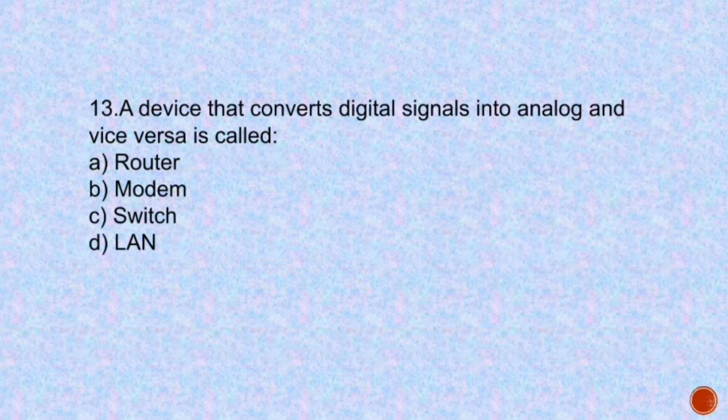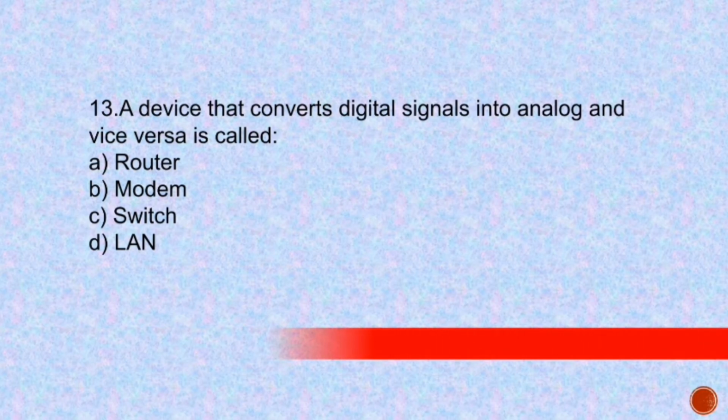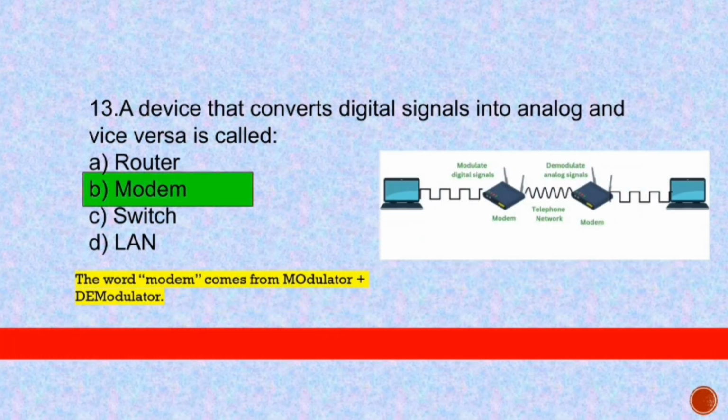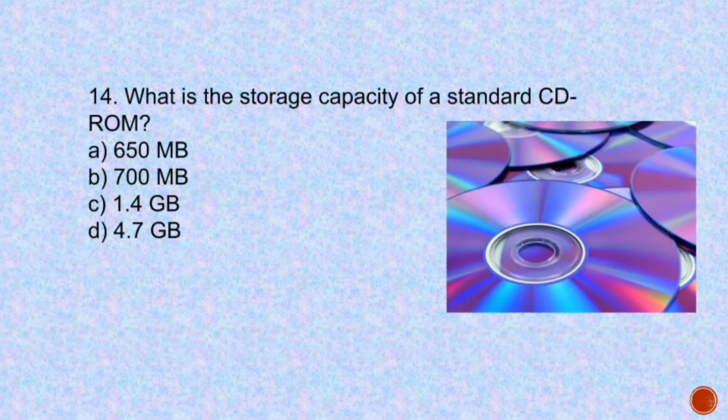Question number 13 is a device that converts digital signals into analog and vice versa. Vice versa means digital to analog and analog to digital. Okay, the right answer is modem. Modem comes from modulator plus demodulator. If you want to know what is digital signals and what is analog signal, then let me know in the comment box. Question number 14 is what is the storage capacity of a standard CD-ROM?